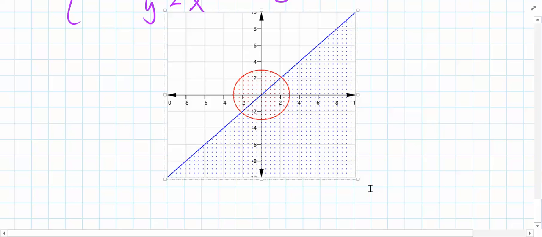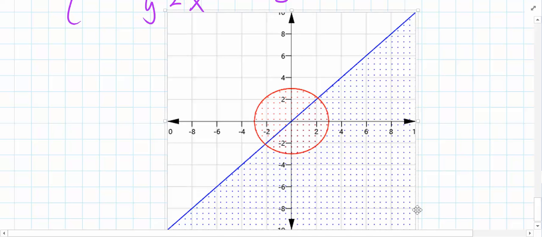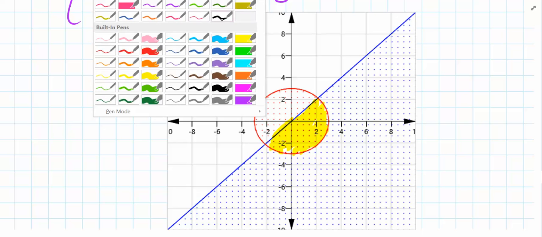Okay, so where's my solution region or my bounded region, you guys? It's the lower half of the circle. This half's the semicircle here. All right, so this part represents our bounded region.